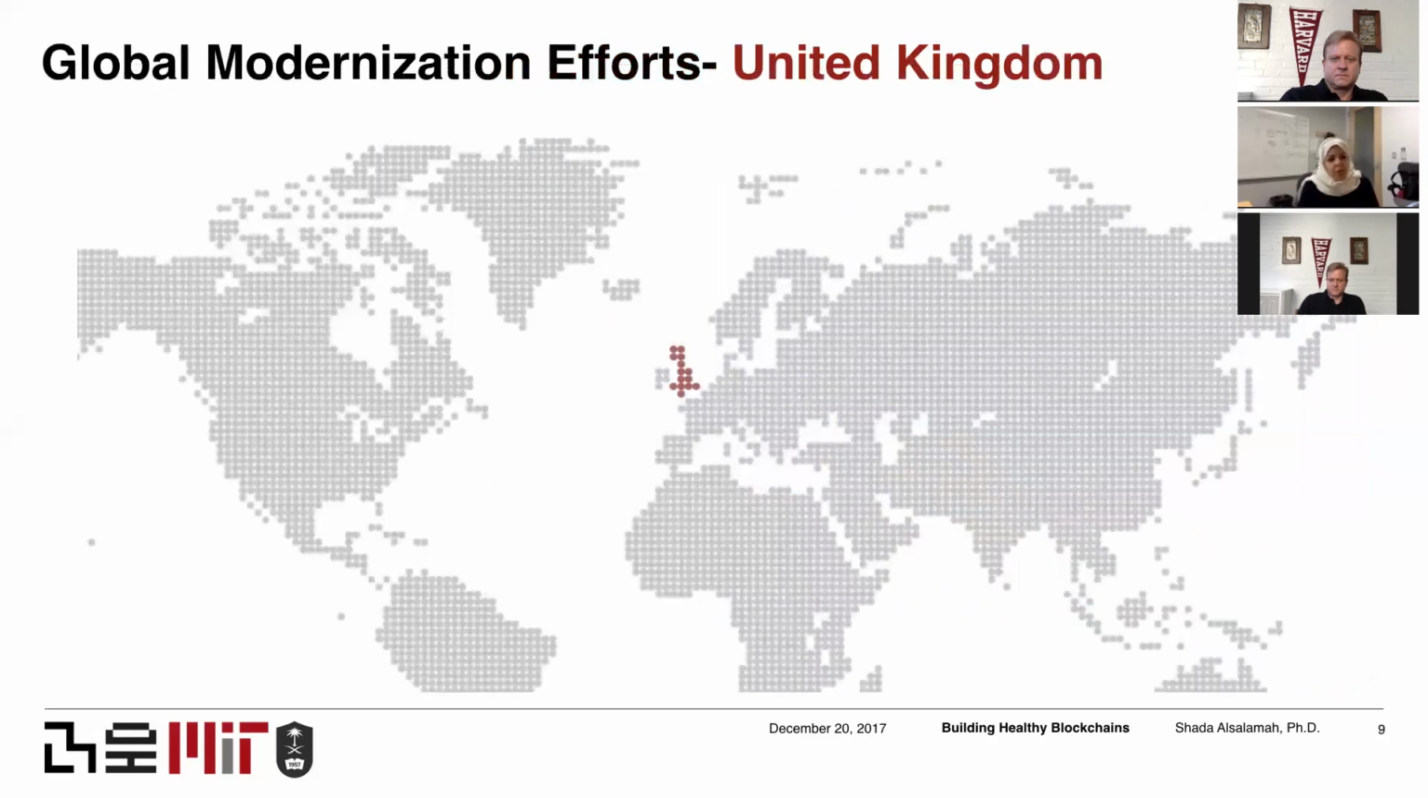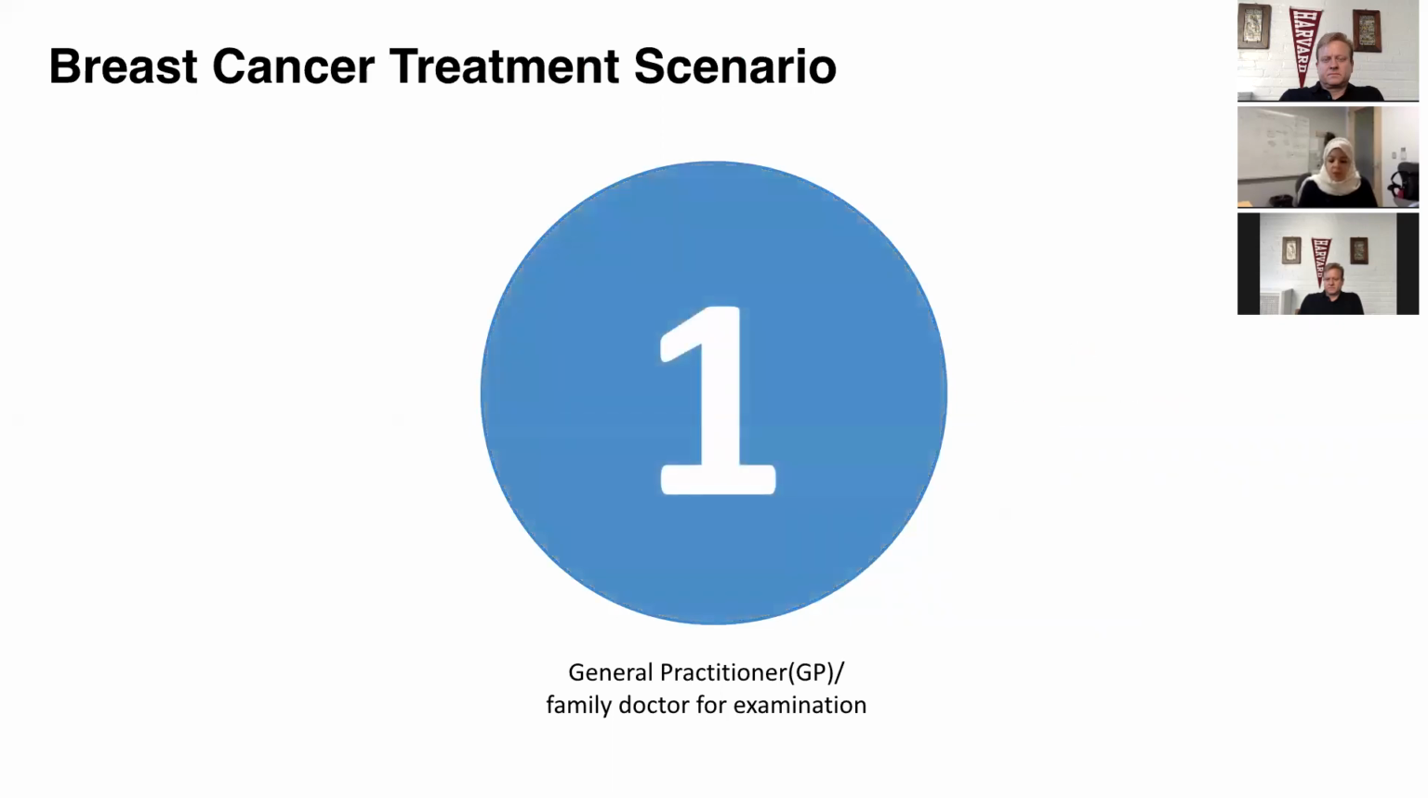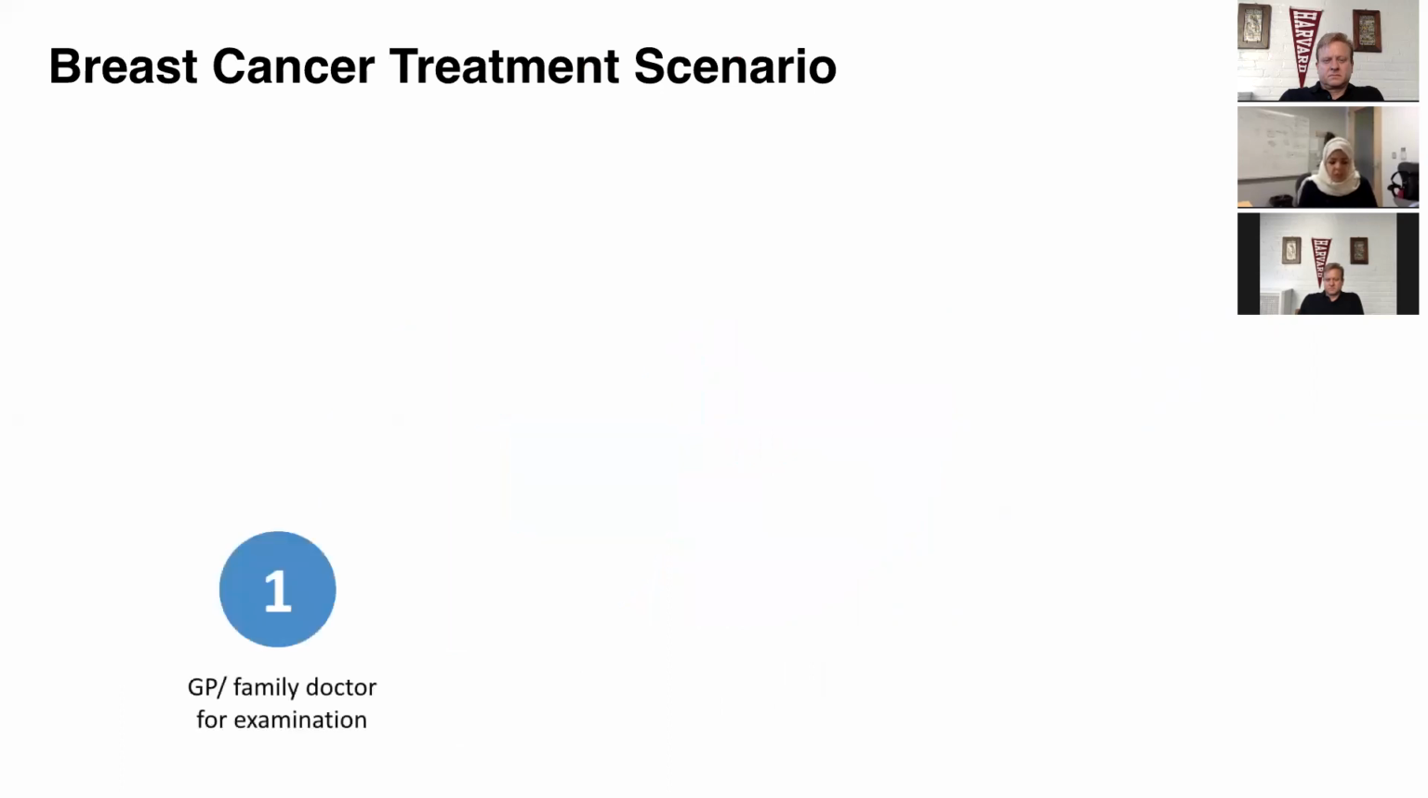Let's take one example in the United Kingdom, where they take their evolutionary approach towards modernizing their healthcare systems. Typically, if any person suffers from alarming symptoms, she or he goes to see their family doctor or GP in their clinic, and the general practitioner collects information about that patient, asks some questions, checks the history, and if they are suspicious, then they would refer that patient to secondary care, which is in the hospital.